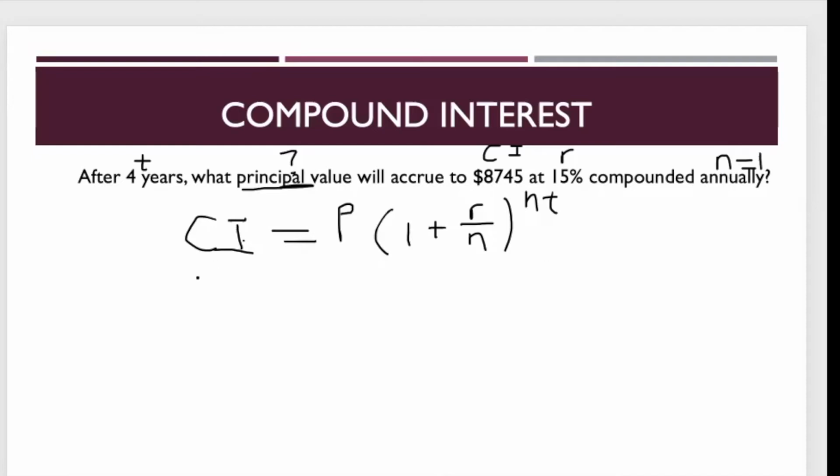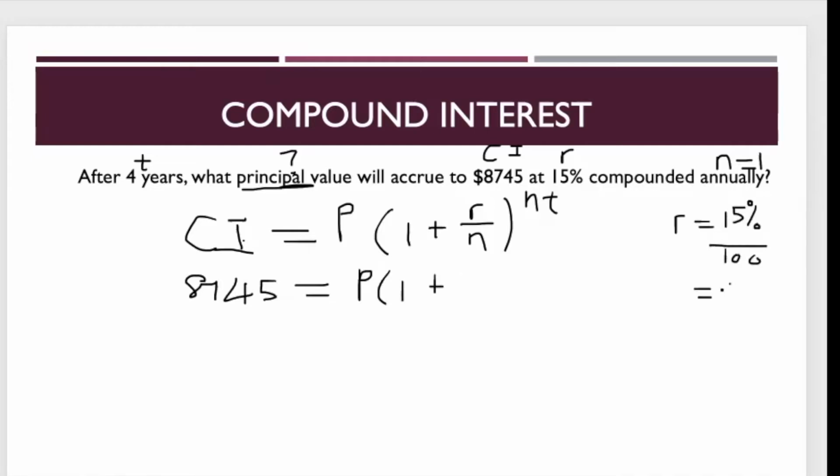So substituting, the compound interest is $8,745. We don't know the principal. Then I have 1 plus r. R is 15%, but we need to convert it to decimal. So converting 15% to decimal, I divide it by 100. So this gives me 0.15. So here I'm going to have r to be 0.15, and then n is 1, so I have over 1, and nt, so n is 1 times t, which is 4.